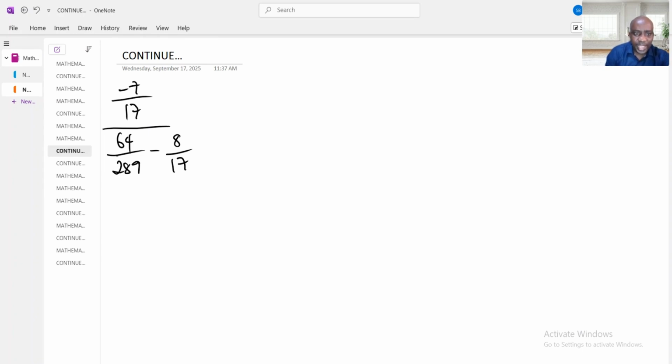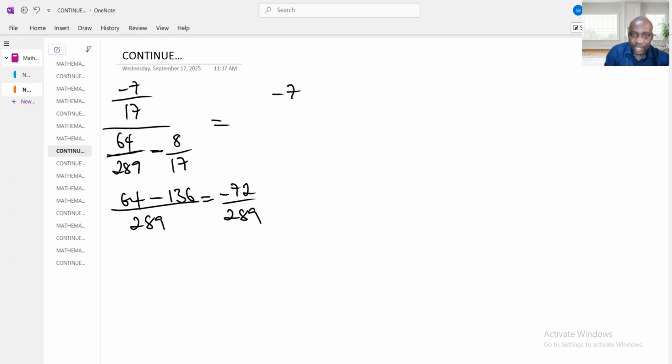Now we are going to look for the LCM of this denominator, the one that is down here. What is the LCM? The LCM will be 289. How many 289s? That's 1. 1 times 64 gives us 64 minus. How many 17s can we see in 289? That will be 17. So 17 multiplied by 8 is going to give me 136. Therefore, 64 minus 136 is going to give me negative 72 over 289.